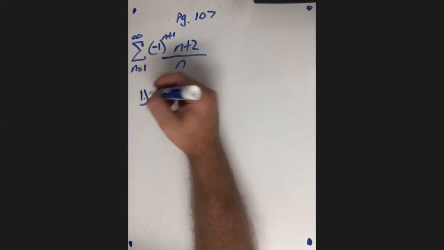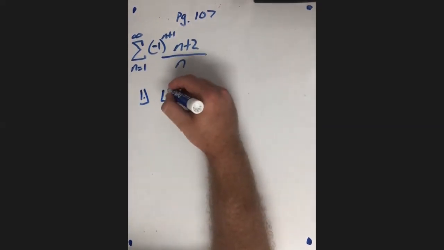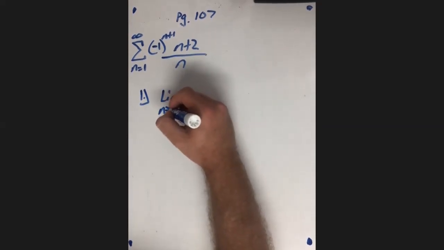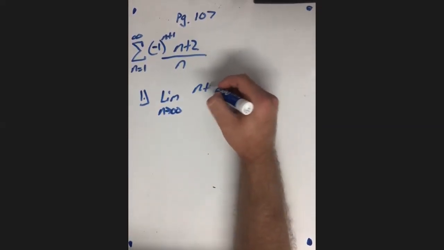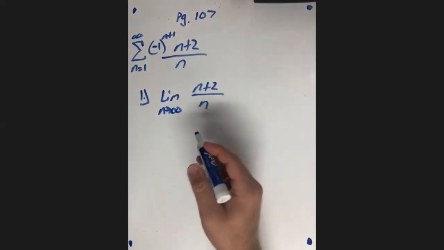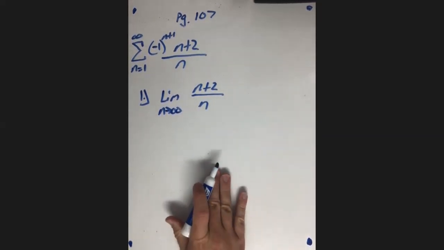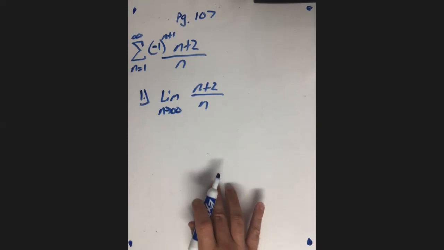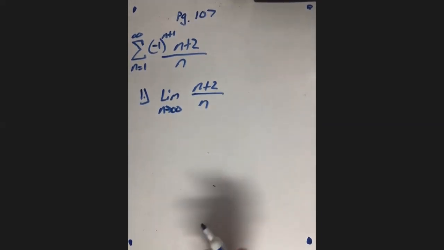I'm just going to go through my 2 steps, okay? I'm going to look at the limit as n approaches infinity of n plus 2 over n. That's my first step, okay? If this equals 0, then I have to do the next step. If this equals something else, that's the reason, okay?